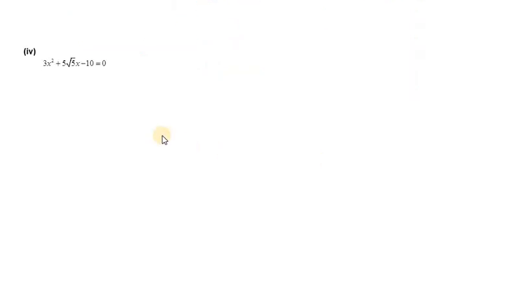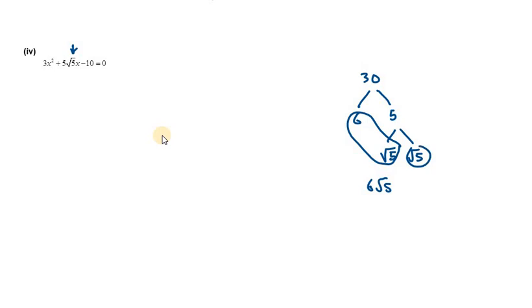The fourth part is 3x² plus 5√5x minus 10 equals 0. In this case, what we need to do is multiply 3 and 10. So 3 and 10 is 30. Now we need to divide this so that it makes 5√5x. We know that we have 6 into 5 as 30. As you can see in the B part, we have √5. So I will simply split 5 as √5 into √5. So we can have factors from here. One factor will be 6√5 and another factor will be 1√5.